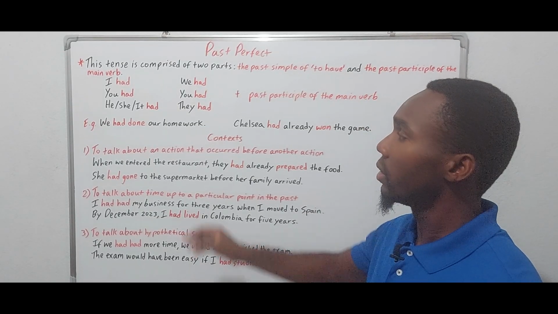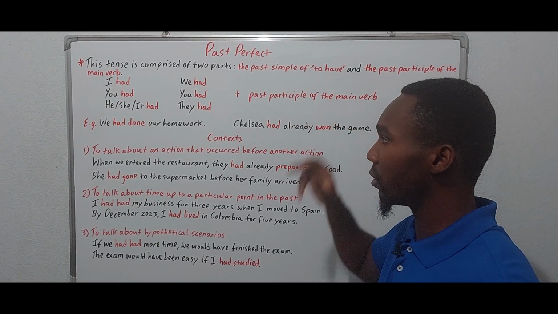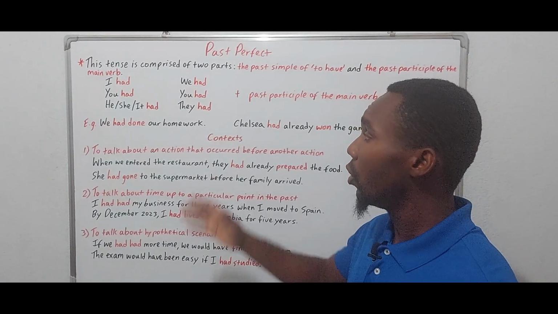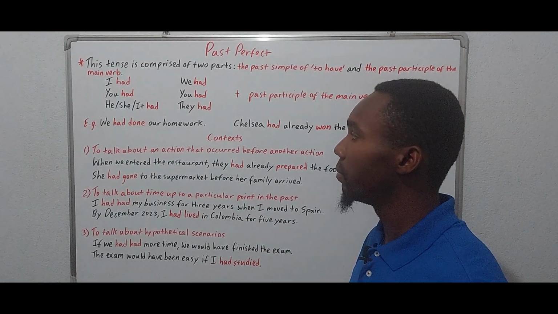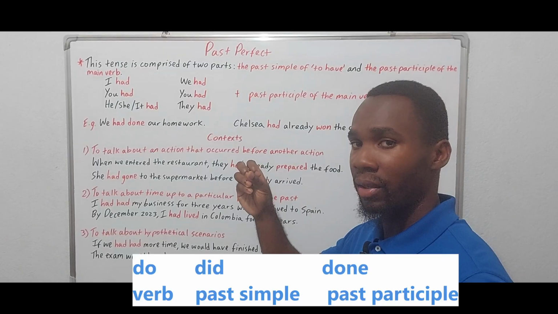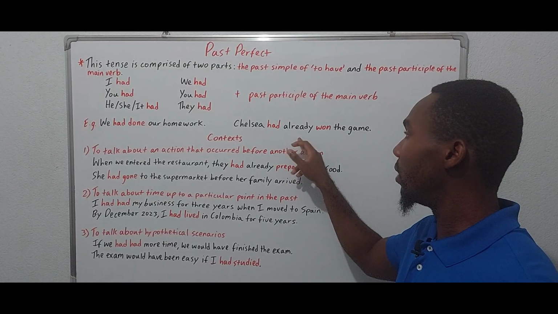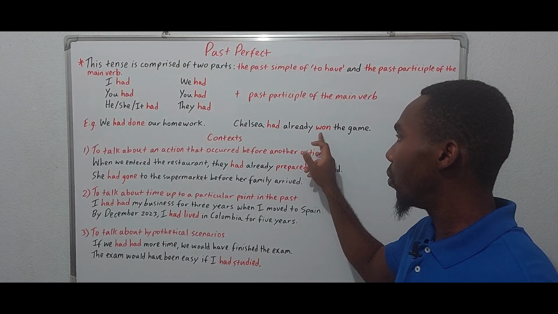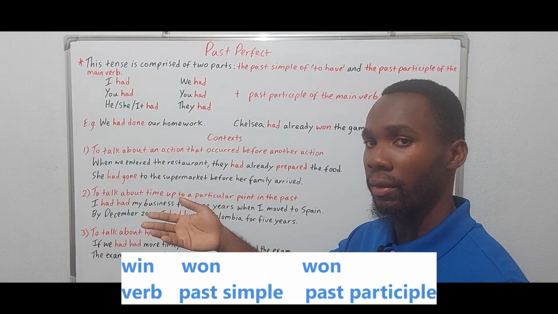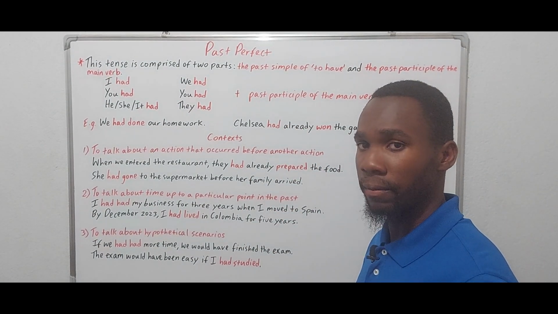So this is how we form it. Past simple of to have and the past participle of the main verb, right? So let's look at some examples of the formation. We had done our homework. So done would be from the verb to do. So do, past simple, did, past participle, done. Chelsea had already won the game. Won comes from the verb win. Win, won, won. Okay? So this is how we form the past perfect, right?